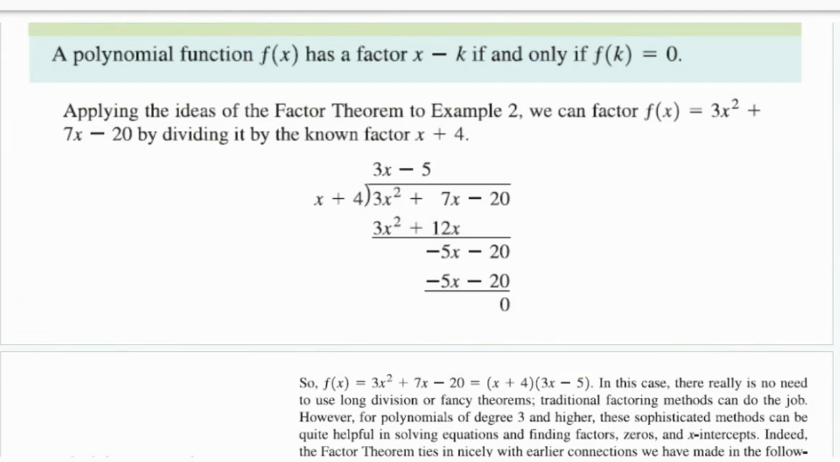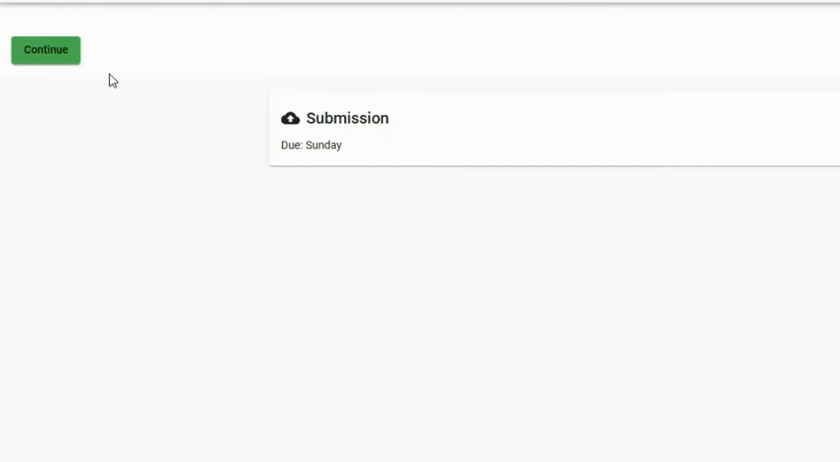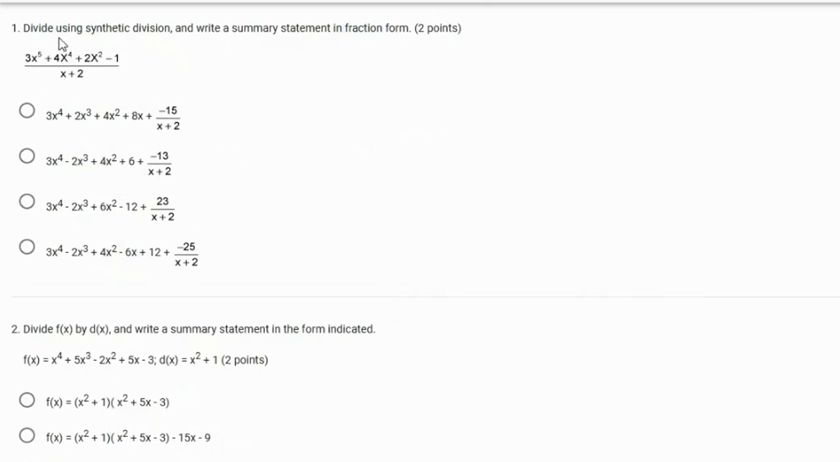Let's look at, can't believe we made it through there. Let's look at what the assignment looks like. Divide using synthetic division, and then say what it equals. Looks like it's going to have a remainder. There's going to be a remainder. They want you to use synthetic division.